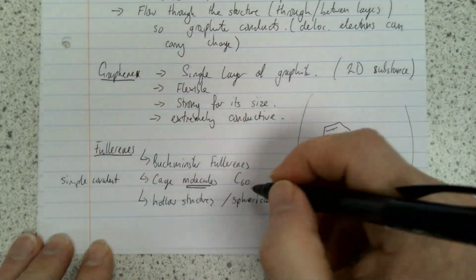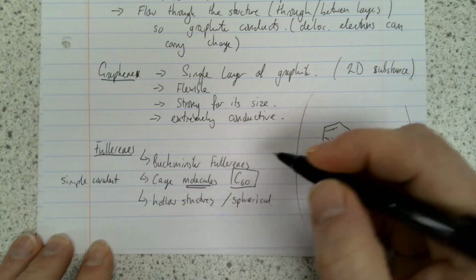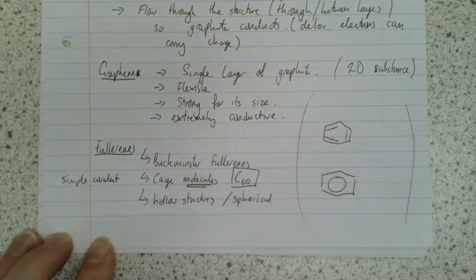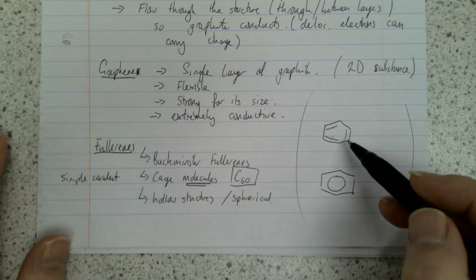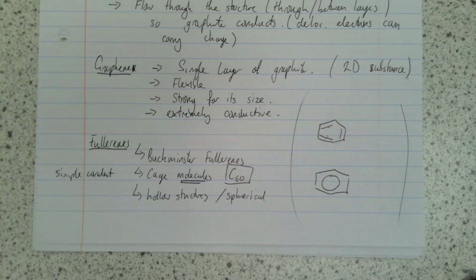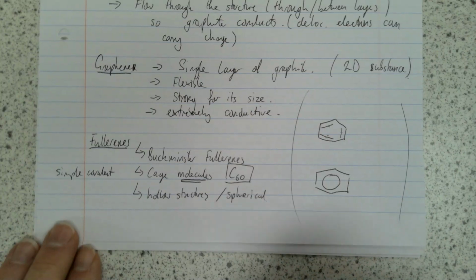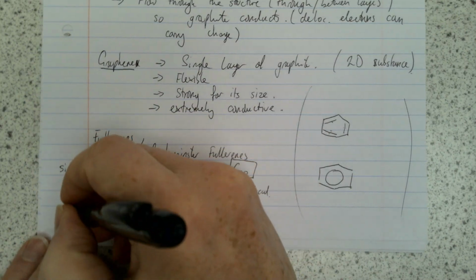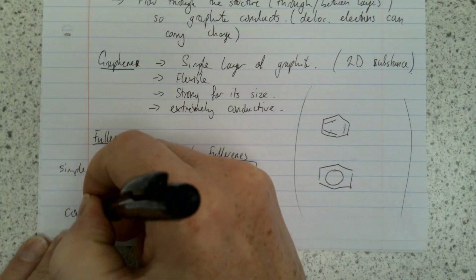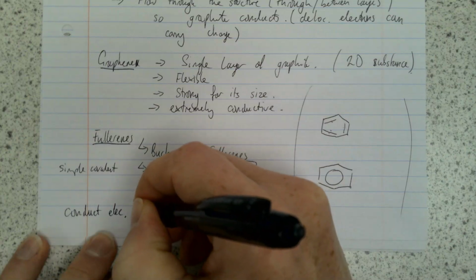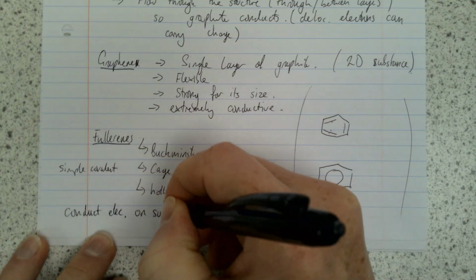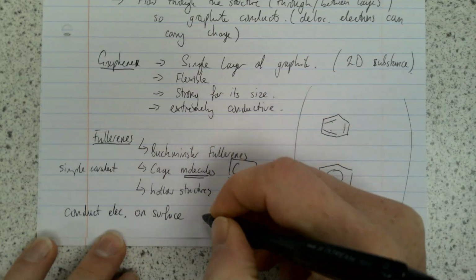Buckminster fullerenes are molecules, they're C60 molecules, so there are intermolecular forces between the balls, but around the outside, they've got a structure a bit like graphene, sort of rolled up into a ball. So that's kind of how to imagine them, which means they conduct electricity around the surface, but not in bulk. So conduct electricity on the surface, but not in bulk.